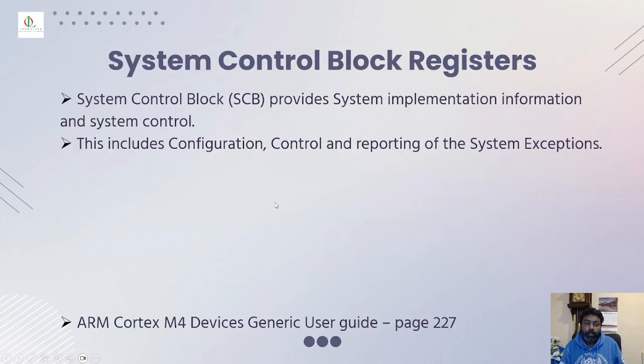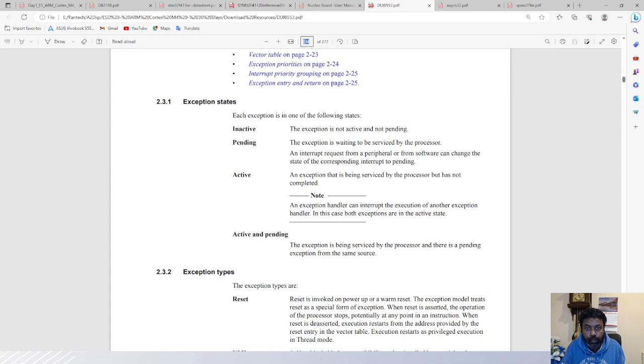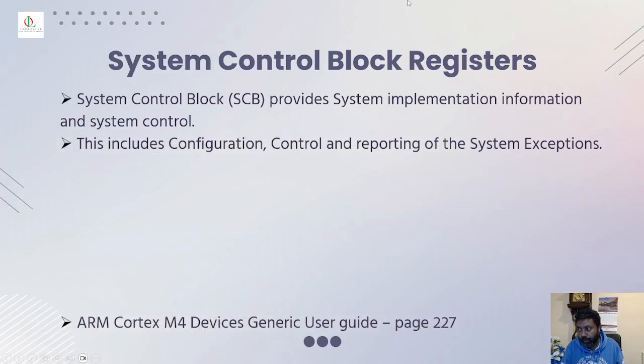The system control block registers, SCB, provide system implementation information and system control. This includes the configuration of each type and the control and reporting of the system exceptions. You can see this in the generic M4 devices generic guide on page 227. Just one sec, I'll open that and show you the generic page. Let's see, what's the page number? 227 in generic.